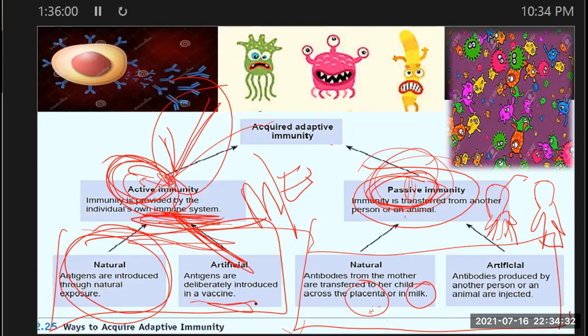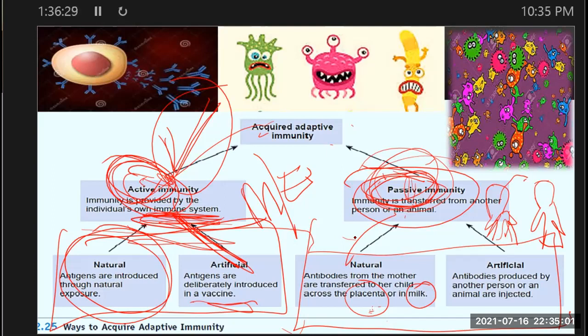Active artificial through vaccination. So next, we will go to your passive immunity, passive natural, acquired adaptive, passive natural immunity. It results from the transfer of antibodies from a mother to a child across the placenta before birth. And during her life, the mother has been exposed to many antigens. The more antigens the mother is exposed to, the better.